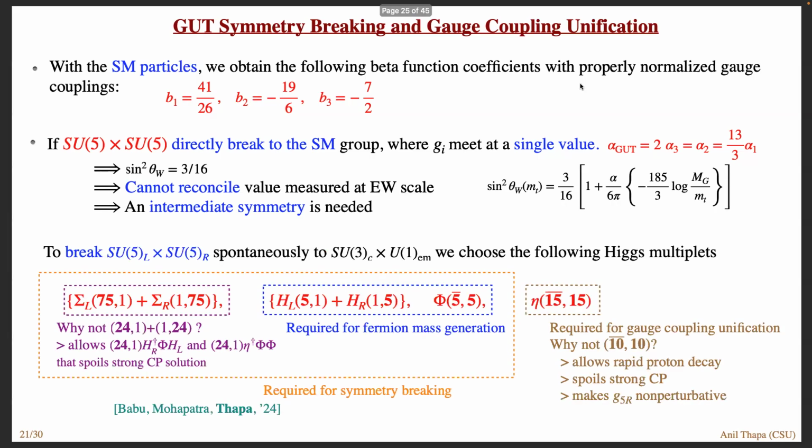Good. So to break the SU(5) plus SU(5), like any GUT, you need a lot of particles. To spontaneously break it, you choose the following multiplets. First, you have 75, 1-75, a real representation. Now you can ask, why not 24, 1-24? Of course, 24, 1-24 can also break SU(5) plus SU(5), and is a smaller representation than 75, 1-75. However, introducing 24, 1-24 allows certain terms in the Lagrangian that will spoil the strong CP solution. Remember that my job is to also solve the strong CP problem here.